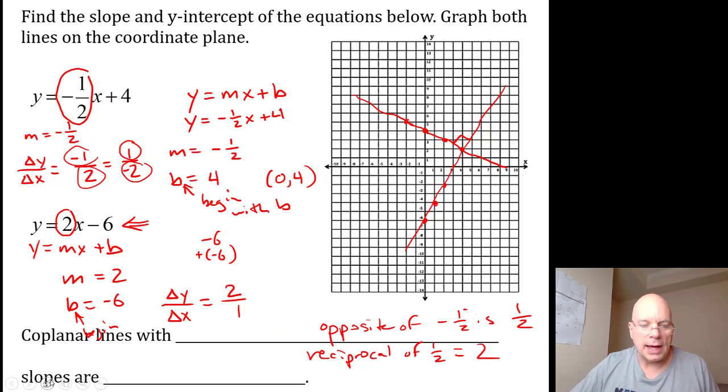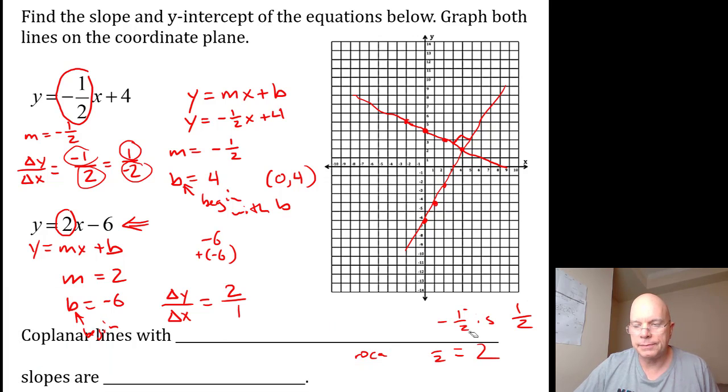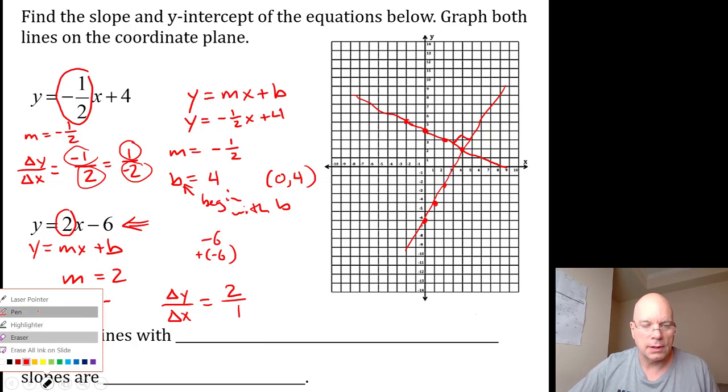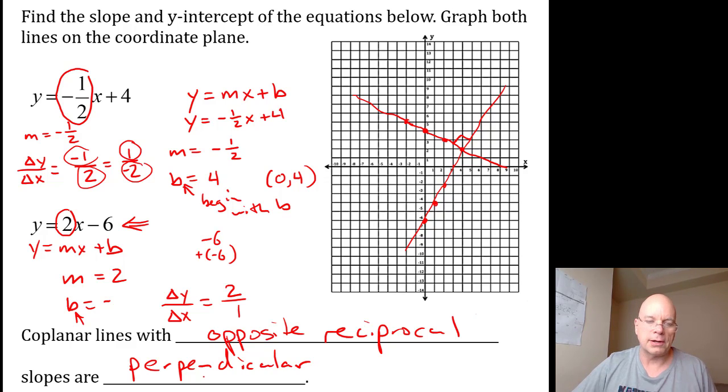Coplanar lines with opposite reciprocal slopes are perpendicular. Coplanar lines, lines in the same plane that have opposite reciprocal slopes, are perpendicular lines.